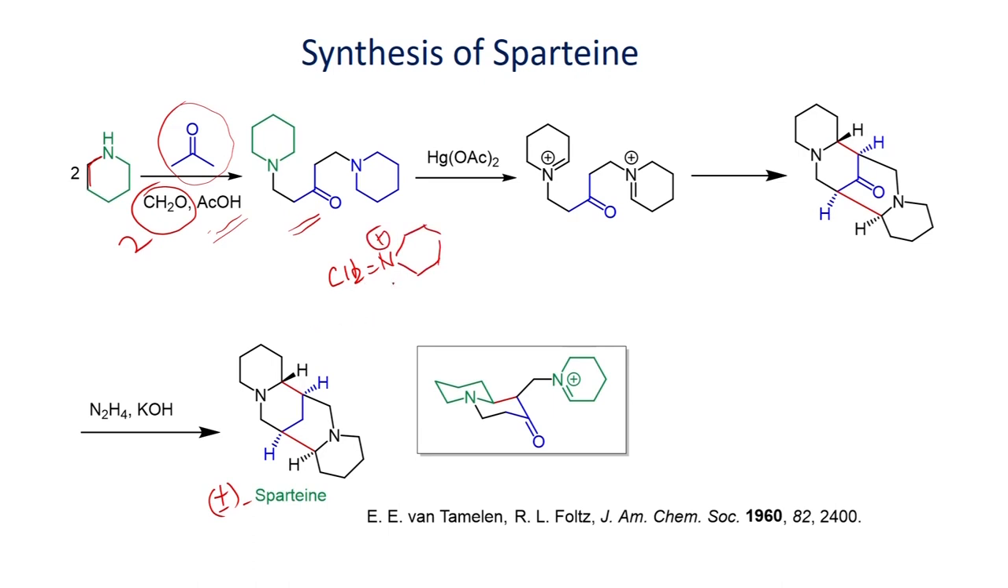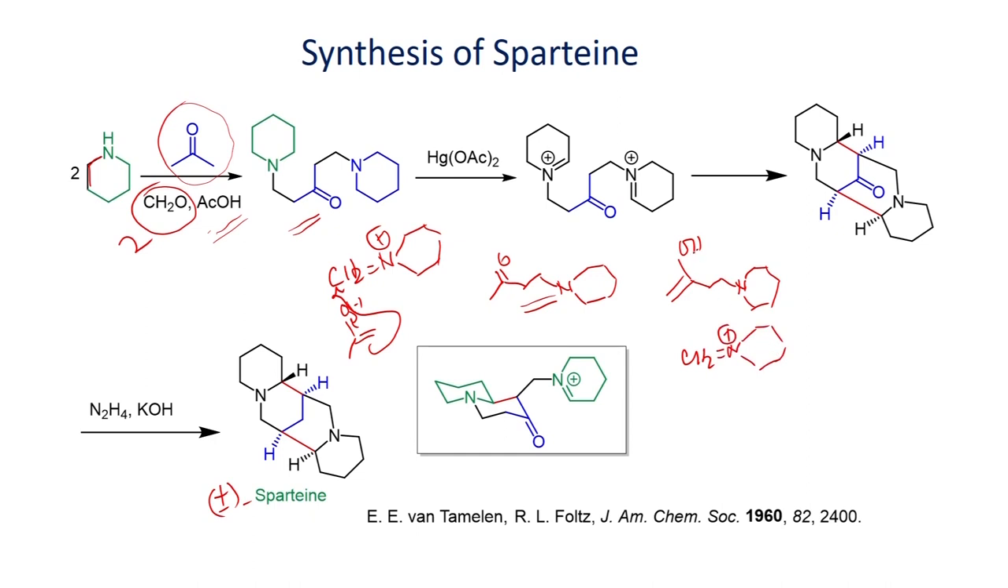Once you form the iminium salt, this can undergo addition reaction. You will generate this addition product. Once you form this one, this ketone can be converted into enol that can further react with this iminium salt. You can get this addition product.